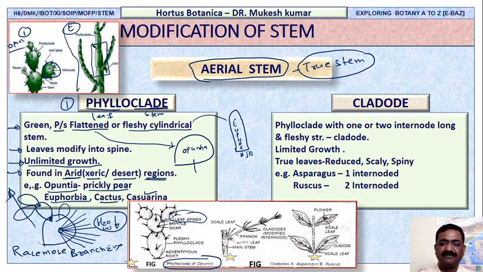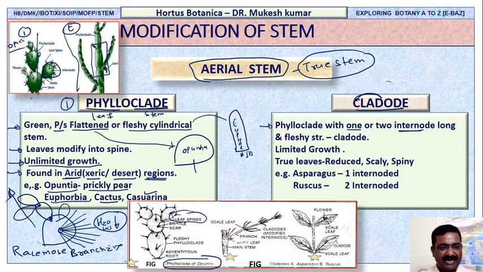Right? Now come. Second we have is the Cladode. Clad means stem, as I told you, and dode means very small. So this is the stem, but very small stem. Mind well. So first point we have is phylloclade with one or two internodes. Mind well, this is a modified phylloclade.